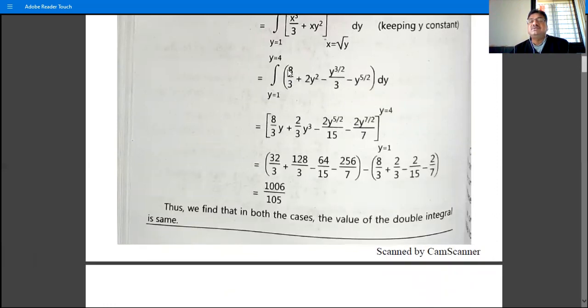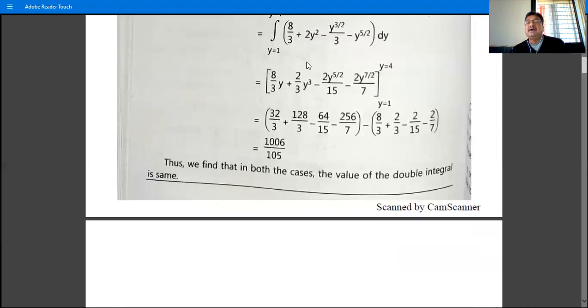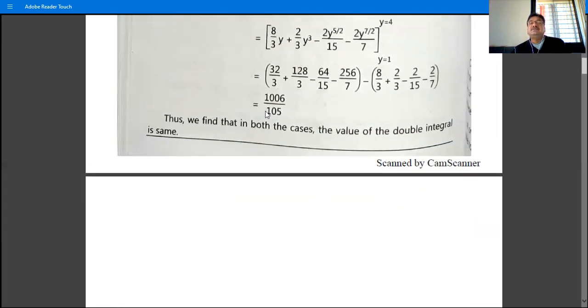8 by 3 is constant, so its integration is 8 by 3 into y, because integration is with respect to y. Then y square, y cubed by 3, y raised to 3 by 2, integration is y raised to 3 by 2 plus 1, means y raised to 5 by 2 divided by 5 by 2, and y raised to 5 by 2, integration is y raised to 5 by 2 plus 1 divided by 5 by 2 plus 1, means y raised to 7 by 2 divided by 7 by 2. Divided by 7 by 2 means multiply by 2 by 7. And then the value at the upper limit, that is substitute y as 4, we have this answer. Substitute y as 1, we have this answer. And then after calculating this subtraction, we have this answer.